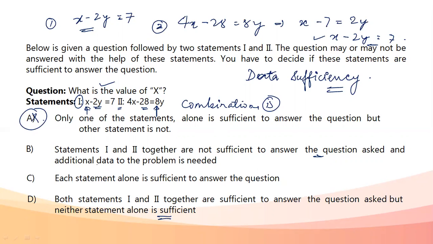Each statement alone is not sufficient. C also cannot be my answer, and on combination also I'm not getting an answer. So my answer is option B. That is, these two statements are not sufficient to answer the question and some additional information is needed. My answer becomes option B.